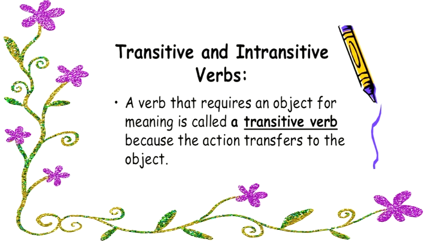So dear children, a transitive verb is a verb that requires an object for meaning because the action transfers to the object. What does this mean? This means that the verb will be completed only when it gets an object. Let us see what more we have.